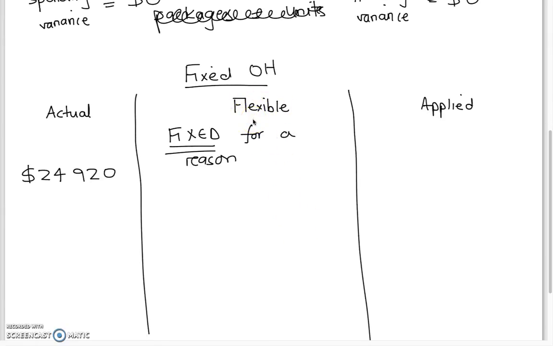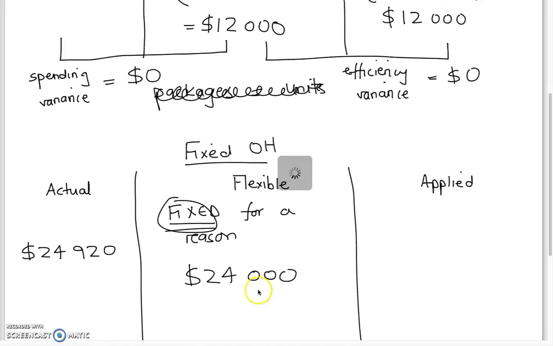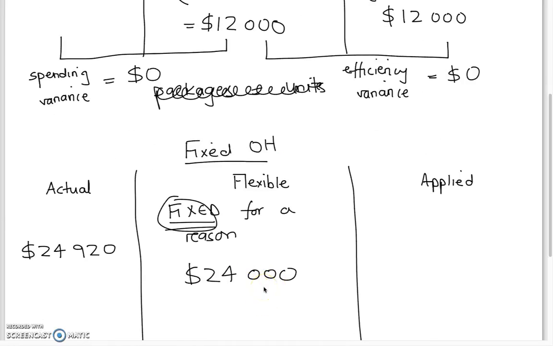Flexible is called flexible because it changes with the level of activity. Since fixed costs are fixed, they do not change. So 24,000 is going to stay 24,000 between the two. All right, I hope that made sense, because it's a little difficult to grasp this concept, because you might think, why are we doing it here and not over here? But I did explain the best way that I could.